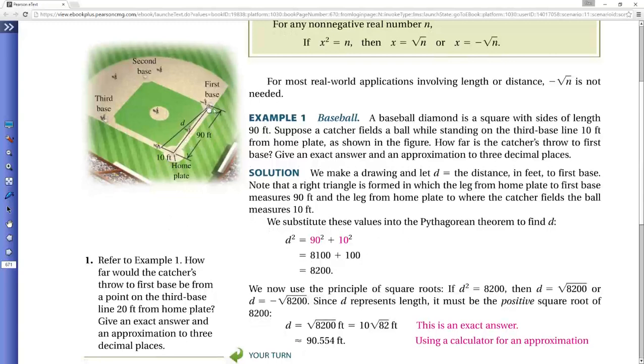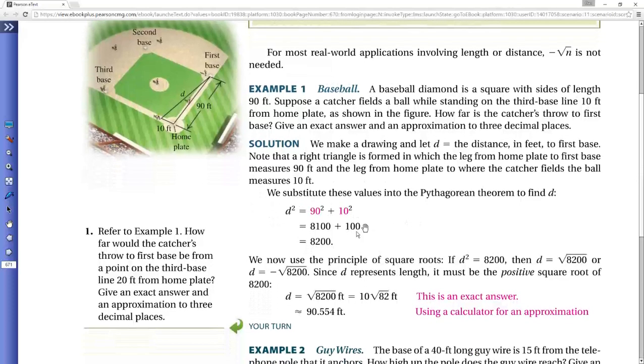So they draw this picture here. Well, we know it's 90 feet to first base. We know that the catcher is right on the third baseline, and he's 10 feet away from home base. So here are two legs of that right triangle. And what are they asking for? This distance that the catcher throws to first base? Well, here are the legs of a right triangle. We're looking for the hypotenuse of this right triangle.